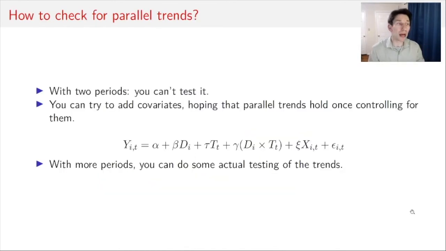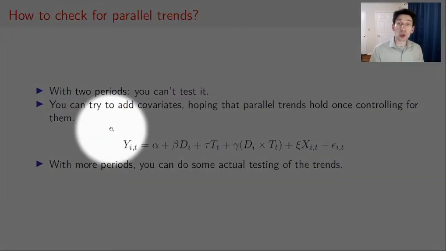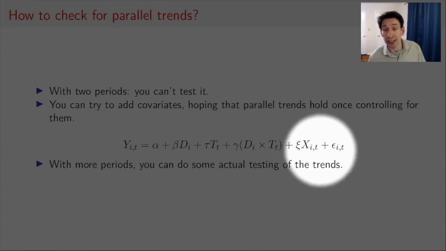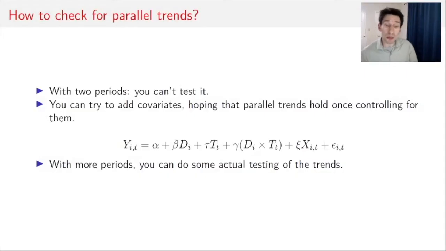Okay, so how would you actually test for this parallel trend? Well, tough luck. When you have two periods, you actually can't test for it. You can try to add covariates, hoping that the parallel trends hold once you control for all the observable covariates, but you will never really know if it holds. So then your specification is the same, you just add some covariates here, often called X_it. Now, if you have more periods, you can actually start doing some testing, because you can test whether the trends for your two groups were parallel before you actually got to your treatment.